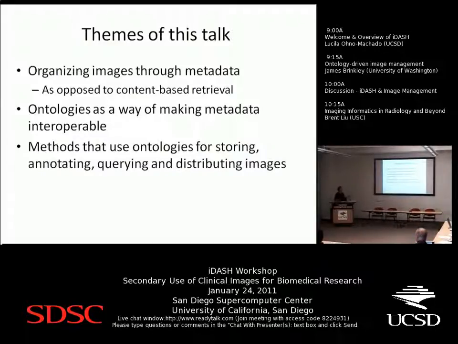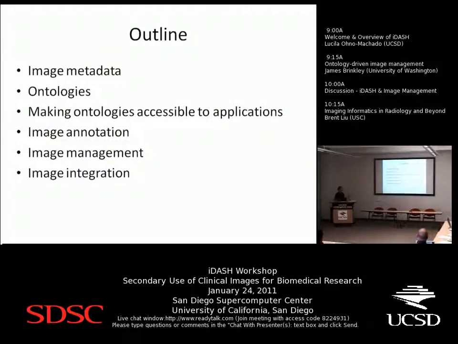I'm going to talk about how to organize images through metadata, and then ontologies as a way of making metadata interoperable, and then methods for using these ontologies to annotate, query, and distribute images. So I'll talk first about what metadata are, and then ontologies, and how we make them accessible, and how we use them for annotation, management, and integration.